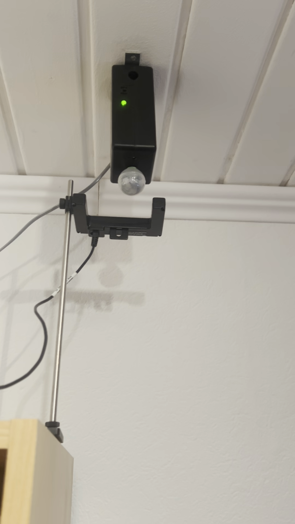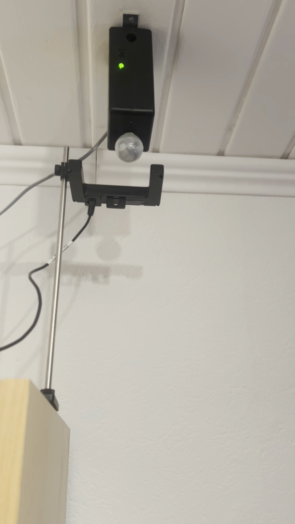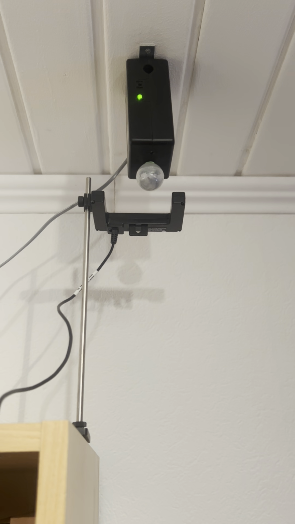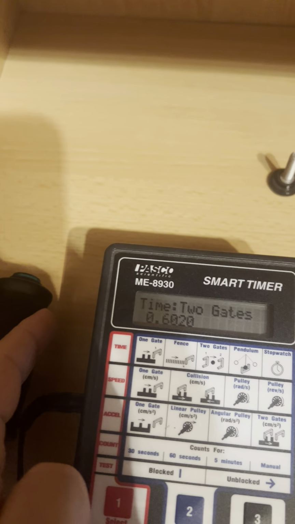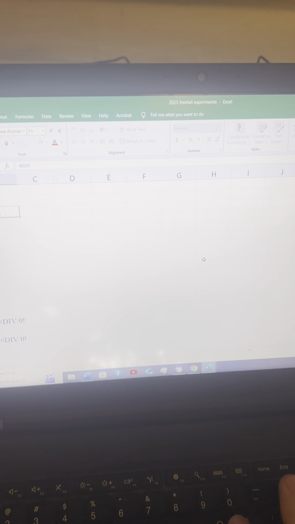So let's get started. So zinc is predicted to fall faster. So let's see what happens. 6.20, 6.20.